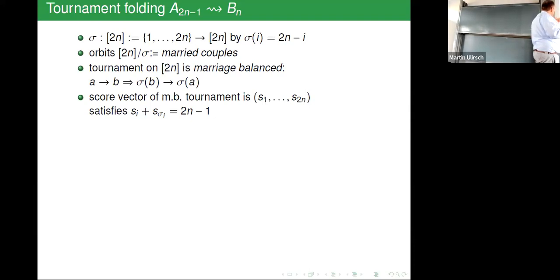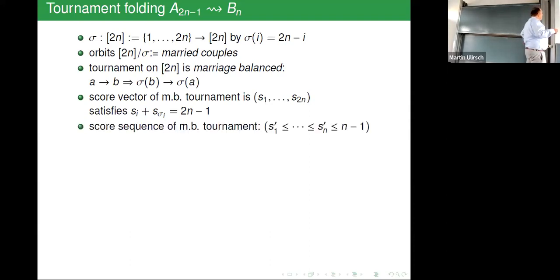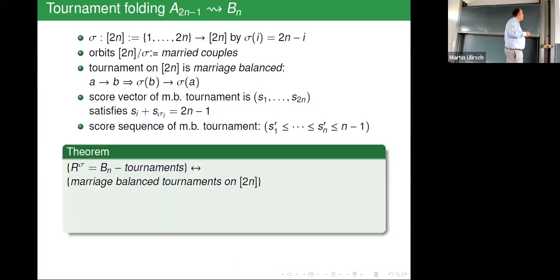And so you will get 2n minus 1 is the same. So the score of an element of the couple is always the same score. They actually are equivalent. And what we do is that we just take the lower one of each couple and reorder them. And then this is what you can call a merit balance tournament.